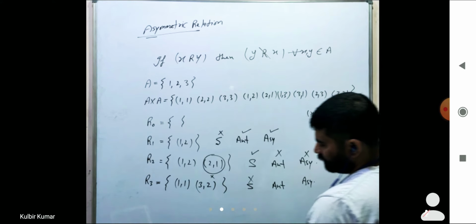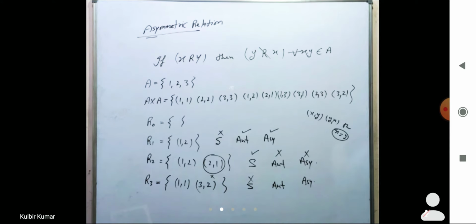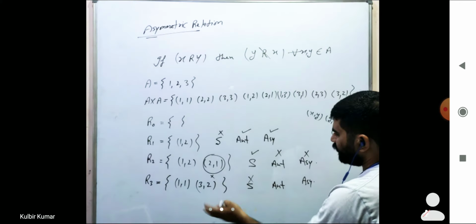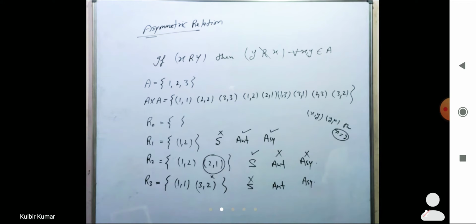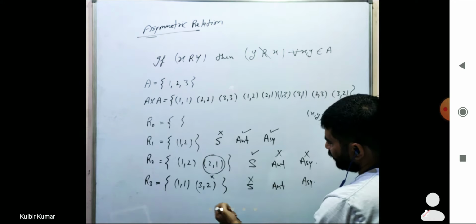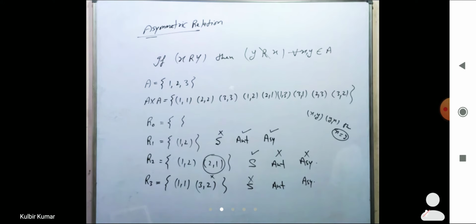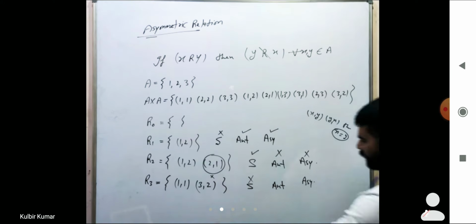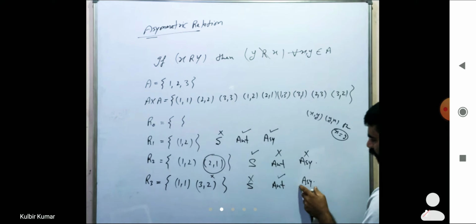What about this one, (3,2)? If it is (3,2), then (2,3) should not be there in case of antisymmetric, right? Because अगर ऐसा हुआ तो क्या होगा? वो फिर से प्रॉब्लम करेगा. इसका मतलब ये एंटीसिमेट्रिक है. What about asymmetric?